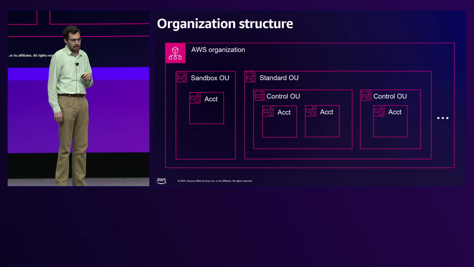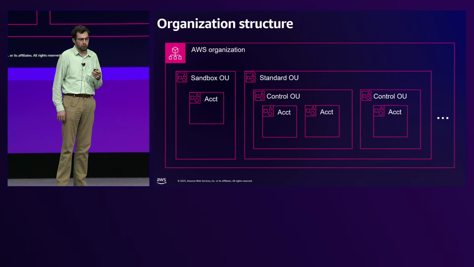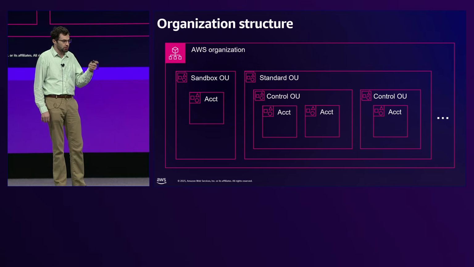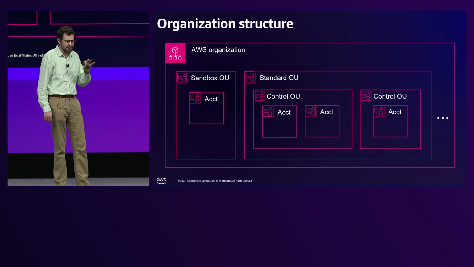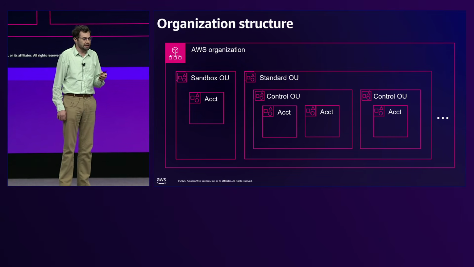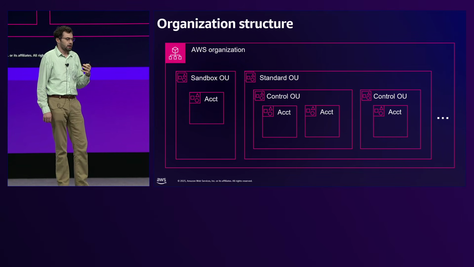So to help you understand how we're going to do this, it's important for you to understand what our AWS organizational structure looks like today. Today, we have sort of 2 key organizational units, a sandbox organizational unit and a standard organizational unit. The sandbox organizational unit houses accounts for learning and development. They don't contain any production data.